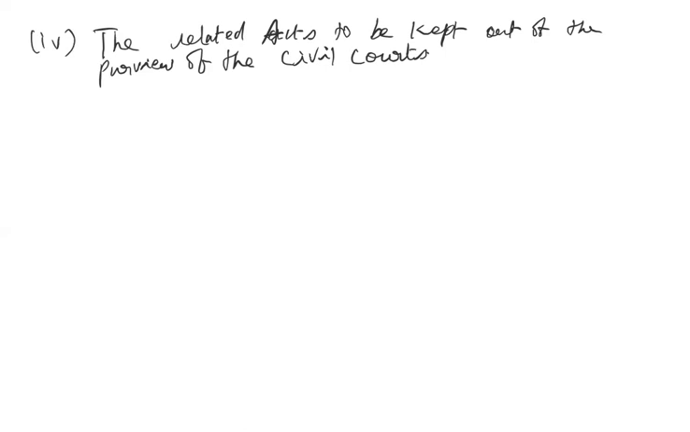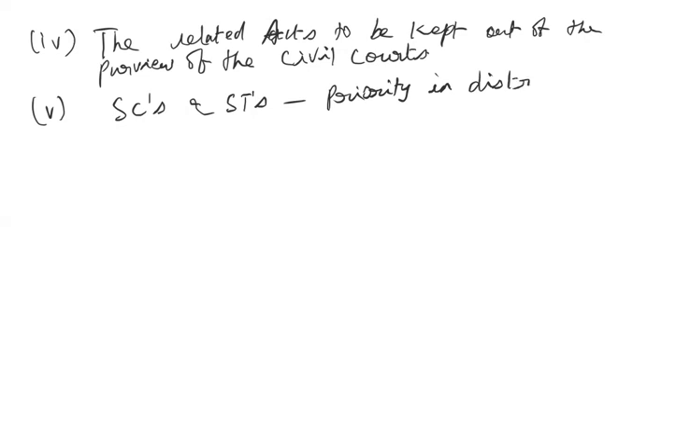Okay. Then the next one is the scheduled castes and the scheduled tribes. They are to be given the priority. While the government is distributing the extra land after imposing the ceiling, when the government is distributing the land, the first priority should be given to the scheduled castes and scheduled tribes. So, priority in distribution of excess land.